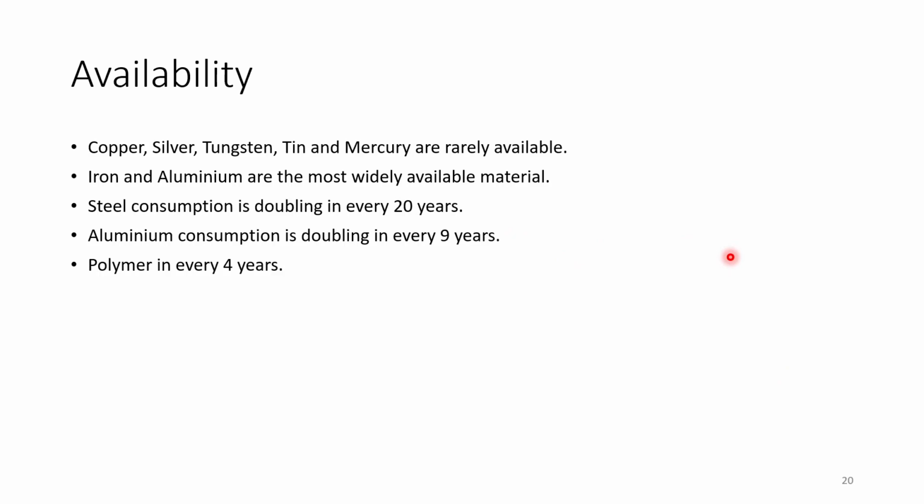In case of availability, you have copper, silver, tungsten, tin, mercury. These are rarely available metals. And in case of iron and aluminum, these are the most widely available materials. And steel consumption is doubling every 20 years, aluminum consumption is doubling every 9 years, and polymer every 4 years.